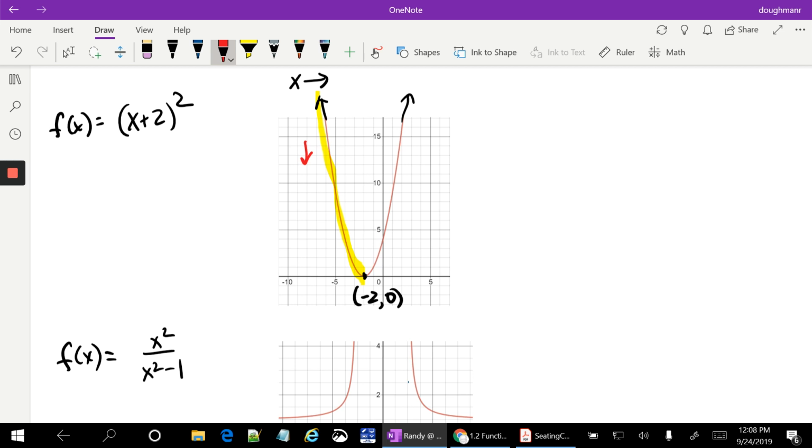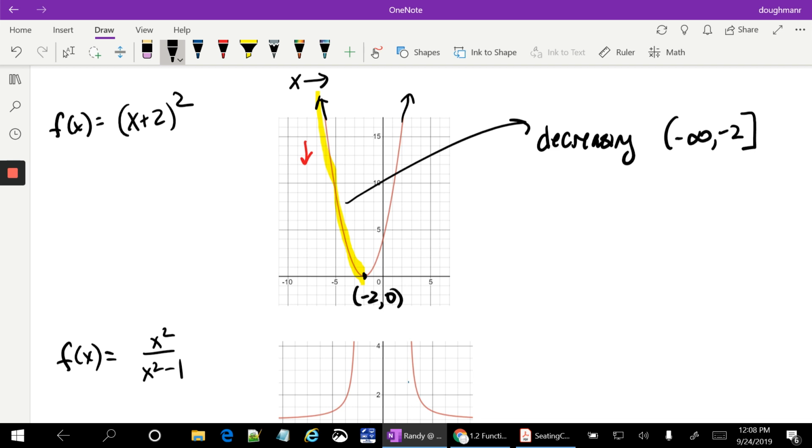So on that interval, if I'm going to put that in words, I'm going to say the graph is decreasing from negative infinity. Remember, we're looking at x's as we put in here, all the way up to -2 and including -2. But once it gets to -2, something happens.